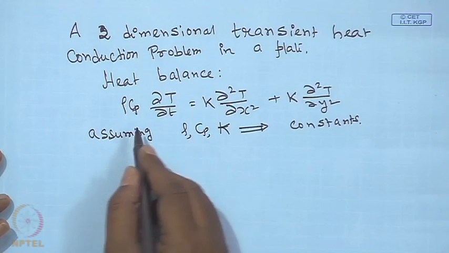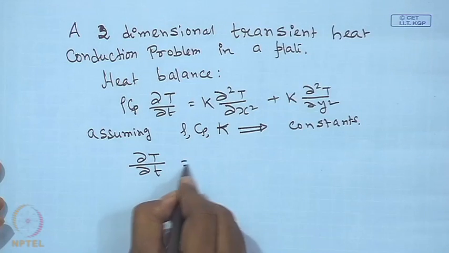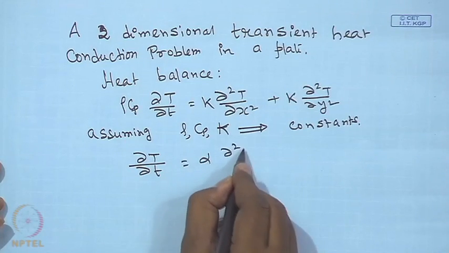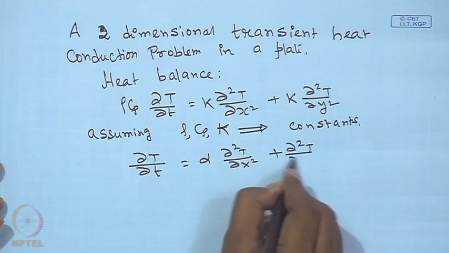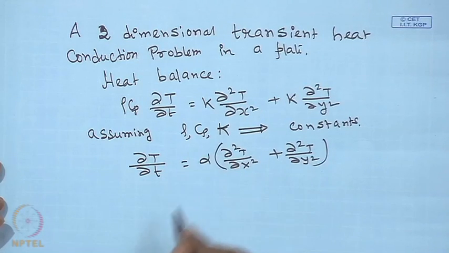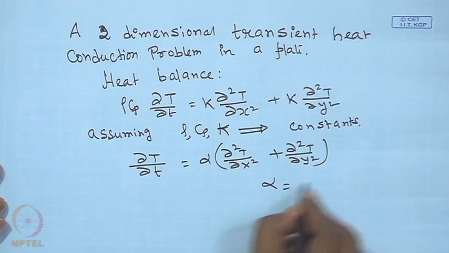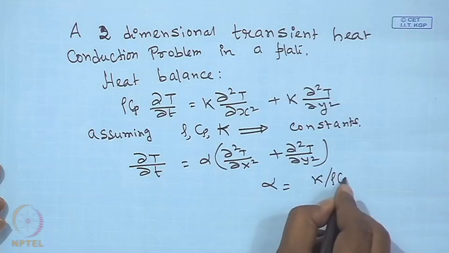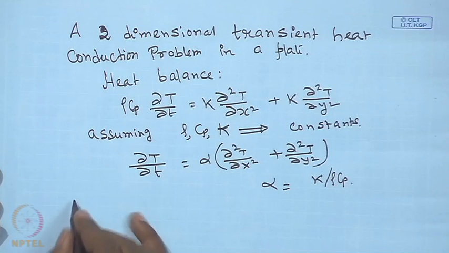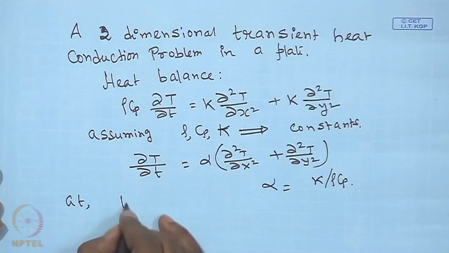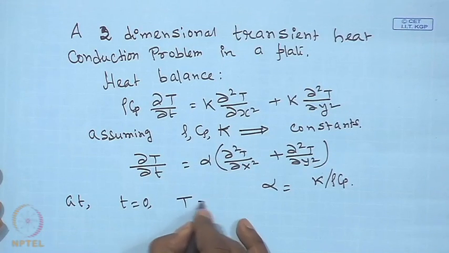So, if you divide both sides by rho C p, what you will be getting is del T del t is equal to alpha times the bracket of del square T del x square plus del square T del y square. Now, alpha is the thermal diffusivity and this will be k divided by rho C p.